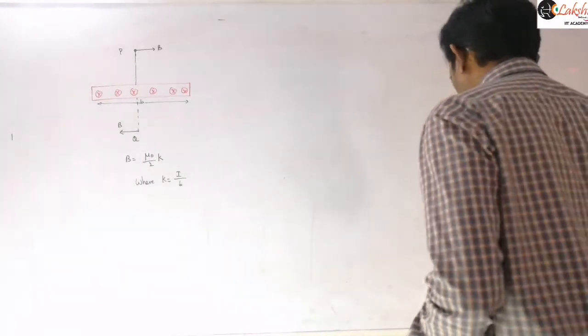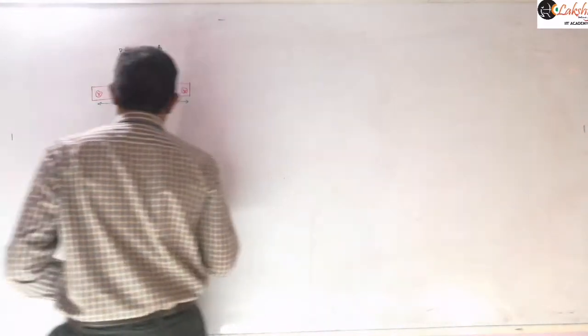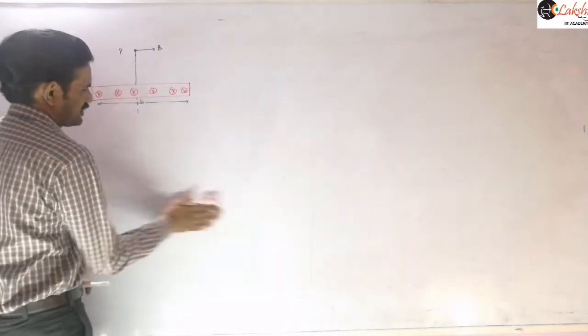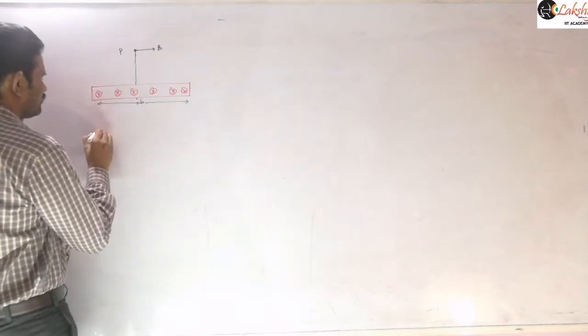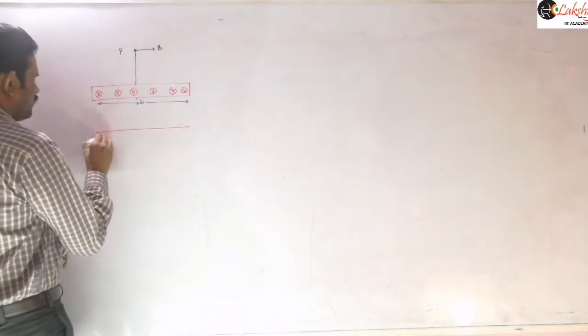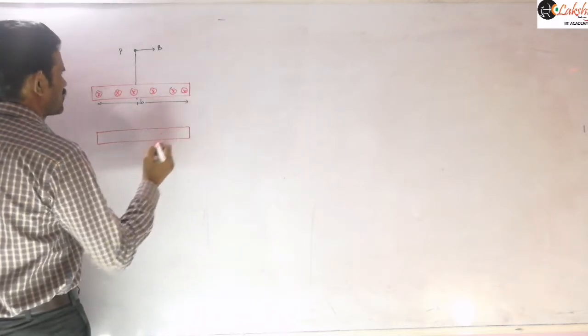So now let us say they will give some combinations of the plane, and they will ask for the resultant magnetic field. So now here I am taking another plane. After the derivation, just mention this here.